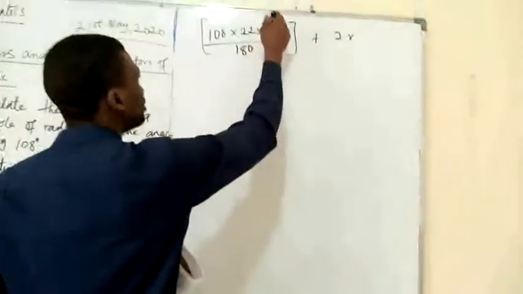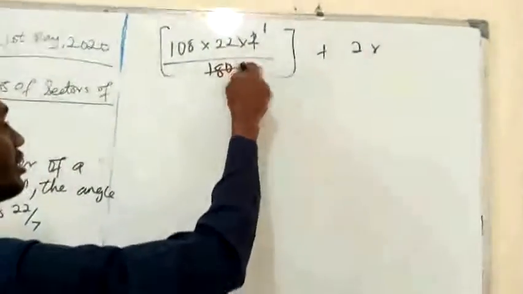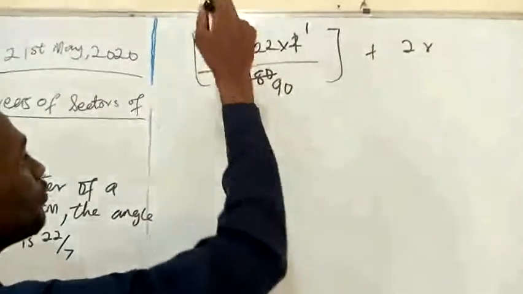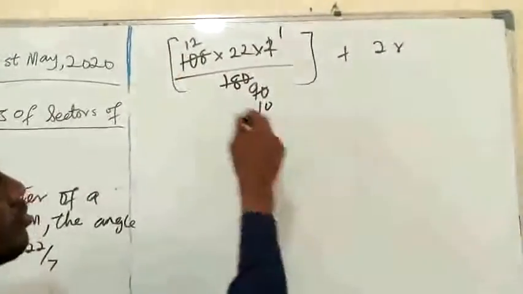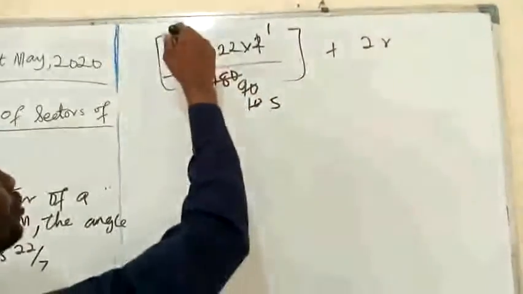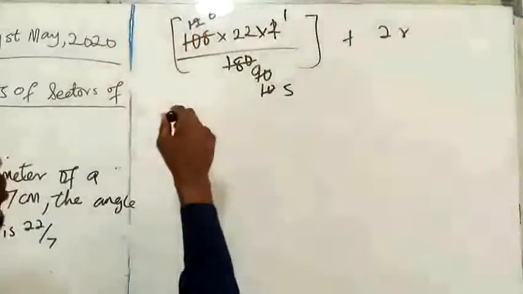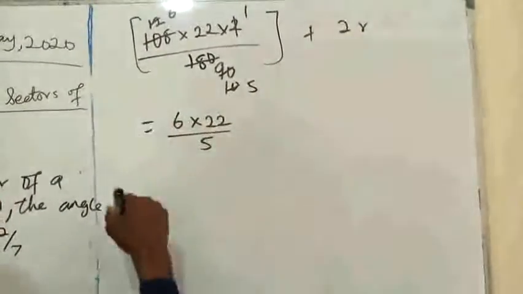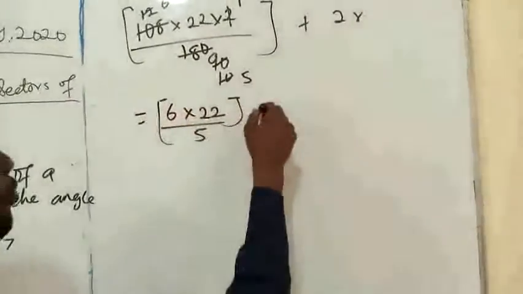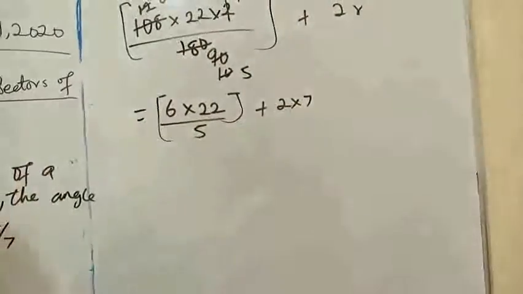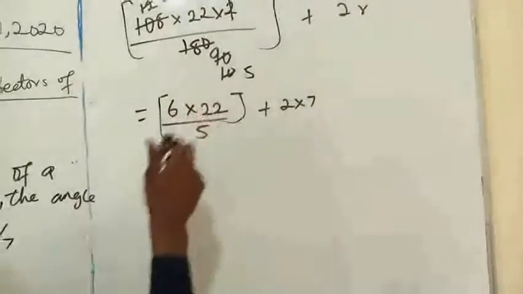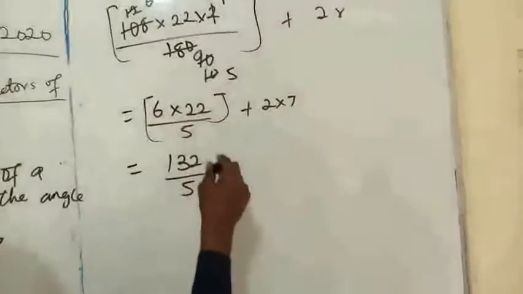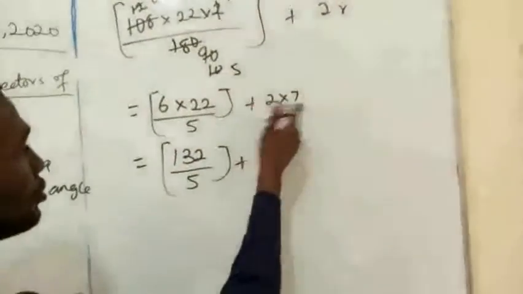Here you can see divide. 2 into itself is 1, 2 into 180 is 90. 9 into 108 is 12. 9 into 90 is 10. 2 into 10 is 5. 2 into 12 is 6. So we are left with 6 times 22 all over 5, then plus our 2 times 7. 6 times 22 gives us 132 all over 5. Now, then plus 2 times 7, we have 14.